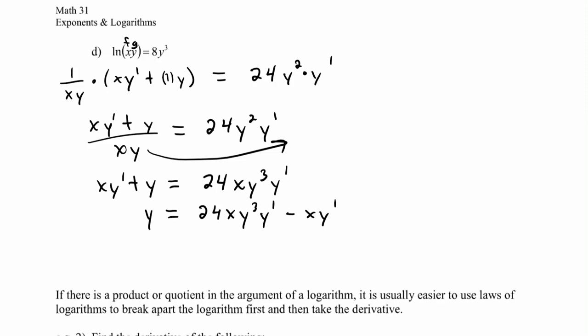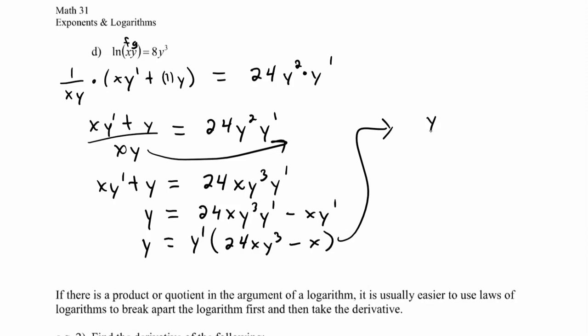And now I can factor out my y prime. So we've got y is equal to y prime times 24xy cubed minus x. And then just divide both sides by that, so we get y over 24xy cubed minus x is equal to y prime.